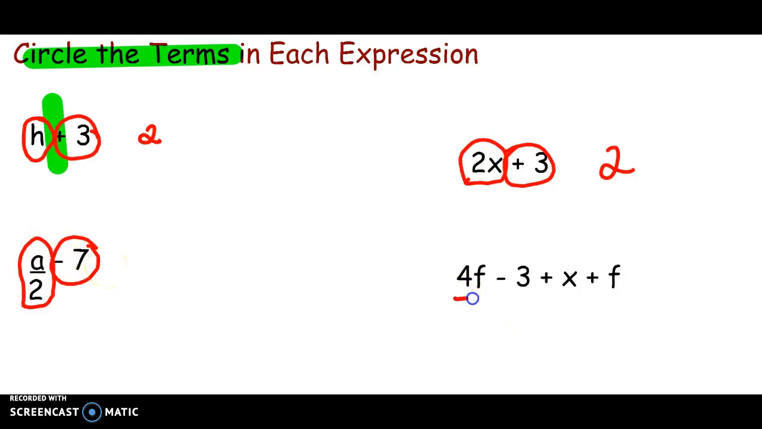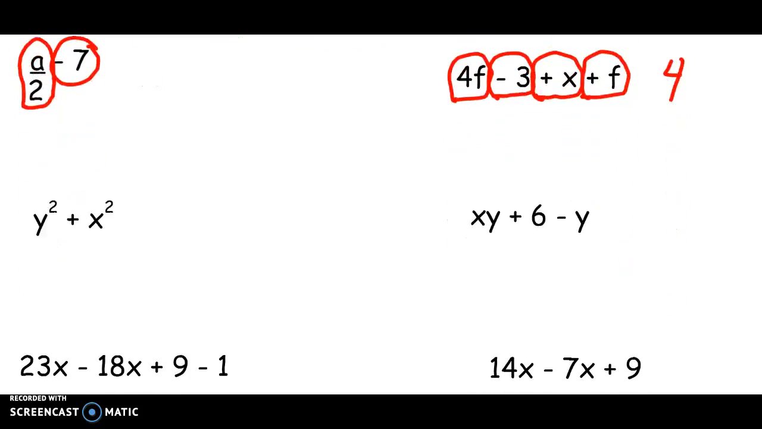And then in the next one, I have 4x. There's my minus sign, so I'm going to stop there. Then I go to the next one, minus 3. There's my plus sign. I stop there. Then plus x. There's my next plus sign, so I stop there. And then plus f. So there's 4 terms in that one. Again, y squared. There's my plus sign, so I stop there. Then I start again, plus x squared. Stop there, so there's 2 terms.